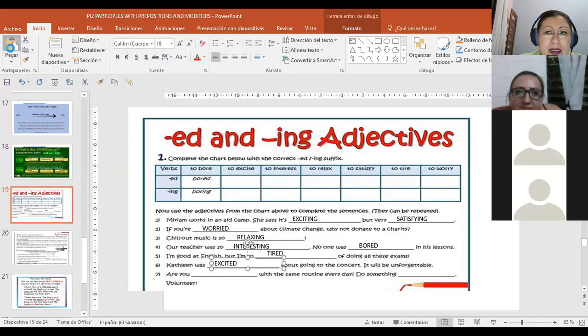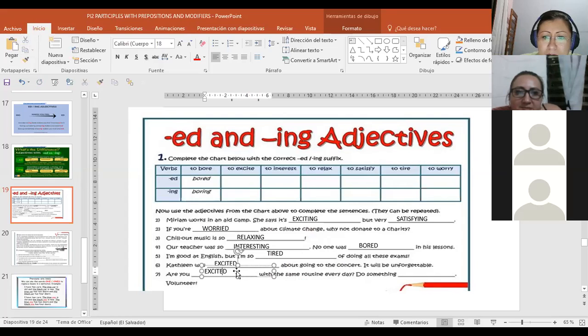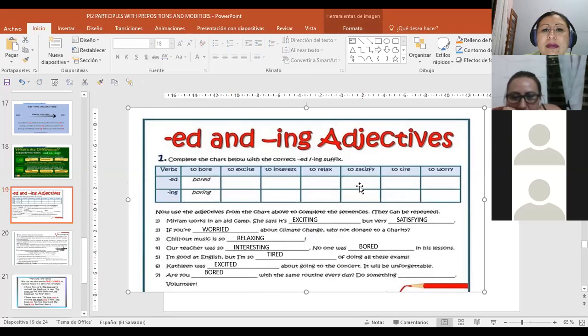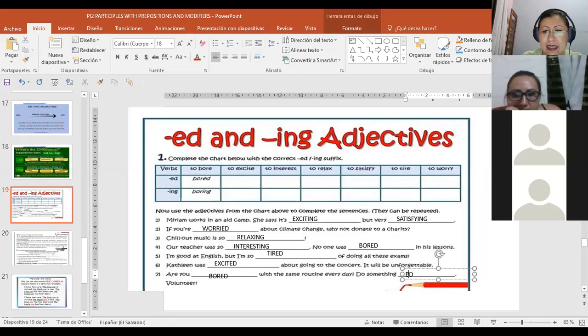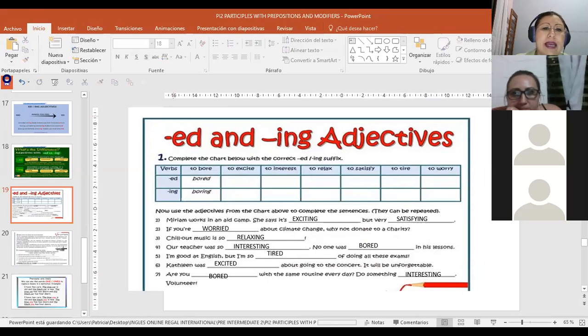Are you, it says, with the same routine every day? Tired. Or bored. Ajá, puede ser tired o bored. Vale, vamos a tratar de usar uno diferente porque ya usamos tired. Are you bored with the same routine every day? Do something interesting, maybe, ¿verdad? Ajá, que sea como lo opuesto. Volunteer, o sea, haz un voluntariado, ¿verdad? Algo interesante. Y como estamos hablando de ese algo, entonces va con ING. Okay, very good, my dears.